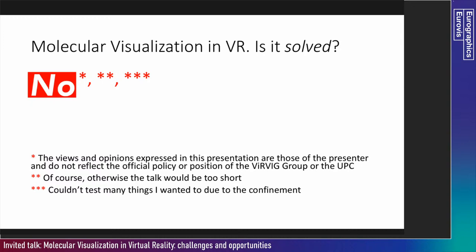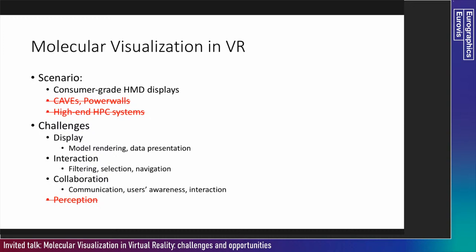I will constrain my talk to this scenario. I will talk about consumer-grade HMD displays. I'm not going to talk about CAVEs or power walls or high-end HPC systems, because otherwise there would be a lot of things to explain. And I will talk about challenges only in these three areas. First, the display of information, both models and data presentation. Second, interaction with this information, where I will just visit three kinds of tasks: filtering, selection, and navigation. And third, collaboration, where I will talk a little bit about communication, user awareness, and interaction. I would like to talk also about perception, but unfortunately, I won't have time to do this.